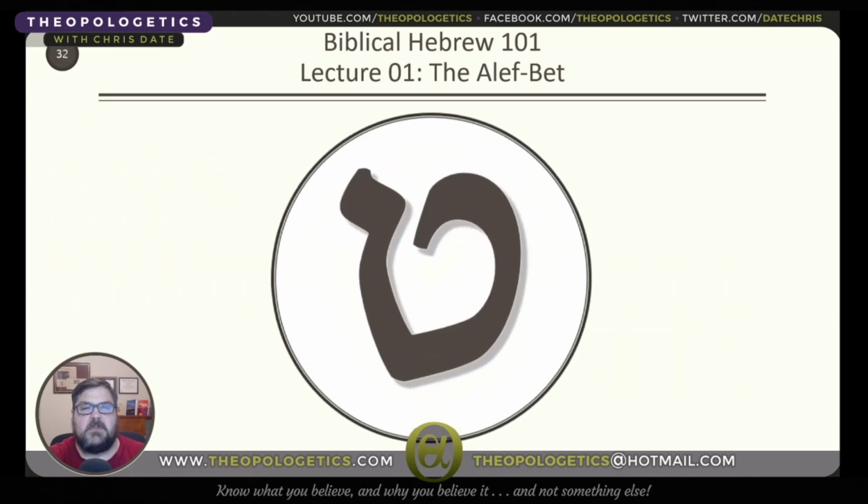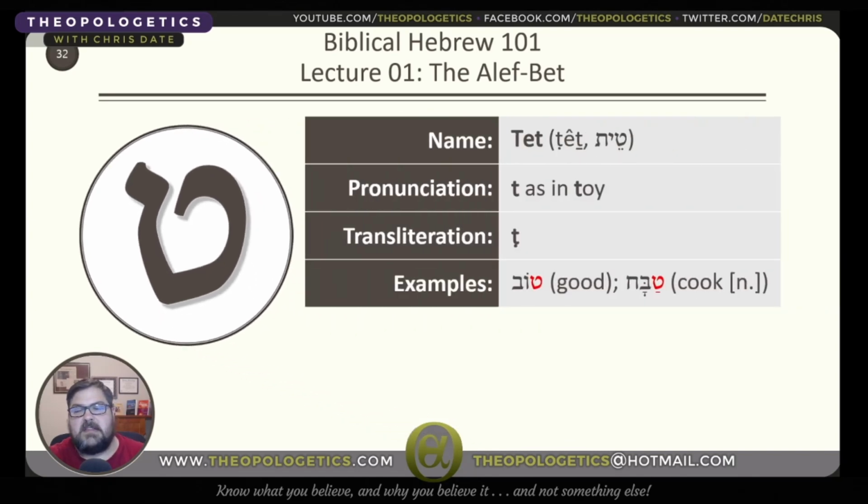Next consonant in the Hebrew Alef-Bet is the letter tet. Tet. This makes the sound of a T in the English word toy, or ton, or tub, or tea, or tap, and so on and so forth. For that reason, it is transliterated using the English letter T, but to differentiate it from another letter that makes this sound that we'll learn later, it is rendered with a dot under the T when it is transliterated.